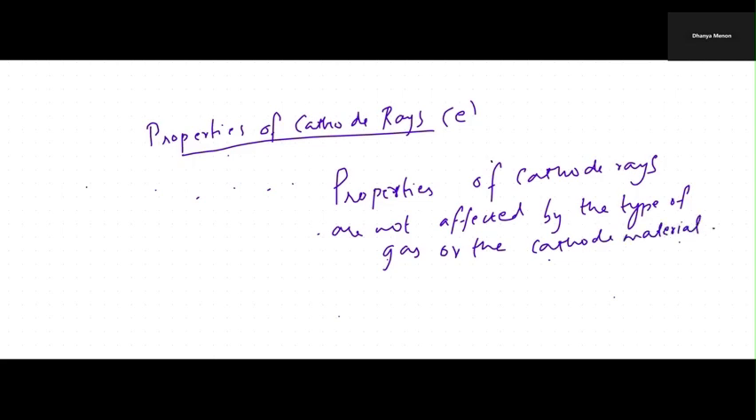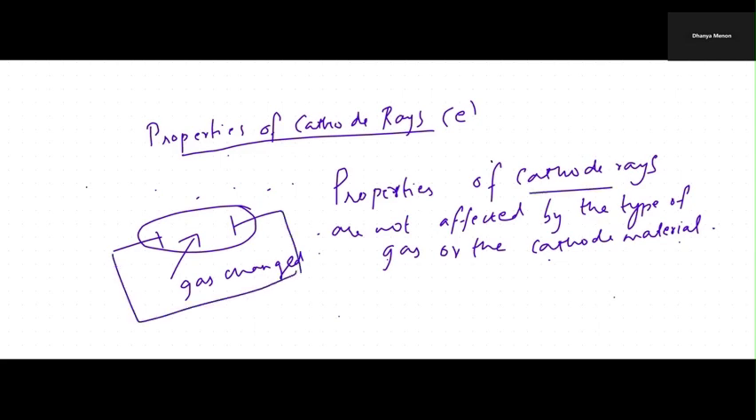So inside the discharge tube, the gas was changed and they did the experiment. The properties of cathode rays were not affected. Even when the material of the cathode was changed, same, it was not affected. So that means these electrons are some fundamental particles that are present in every atom.